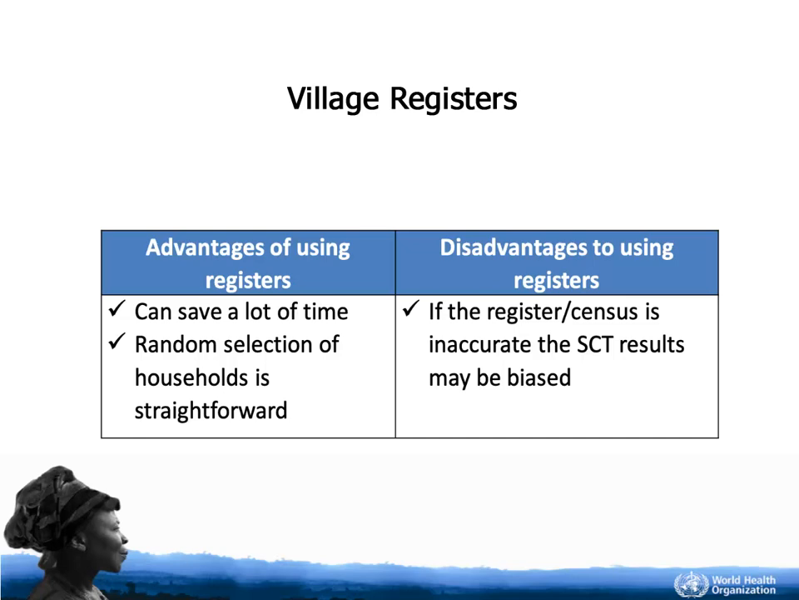One important caveat to note is that if registers were created as part of the MDA, they should not be used for the SCT, as any households that were excluded from the register would be systematically excluded from both the MDA and the SCT, leading to biased results.